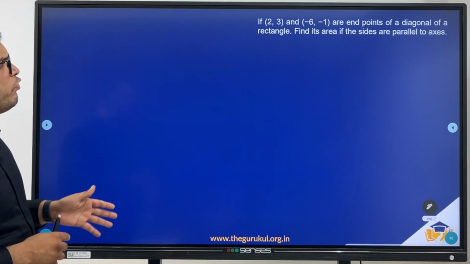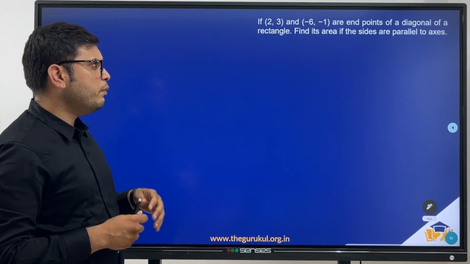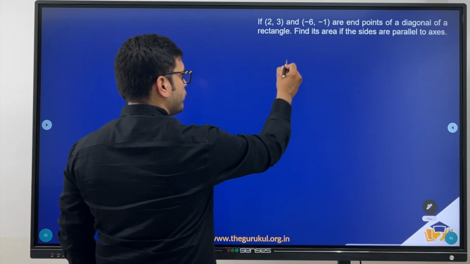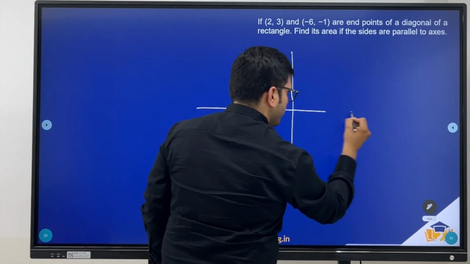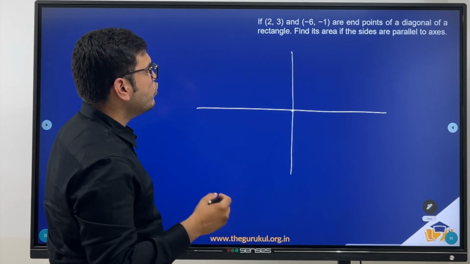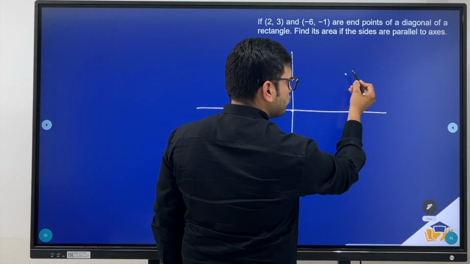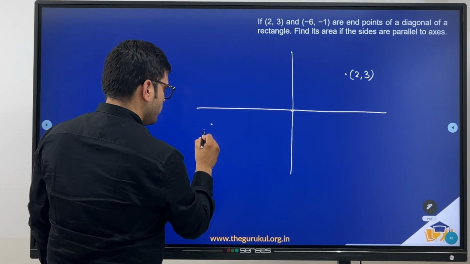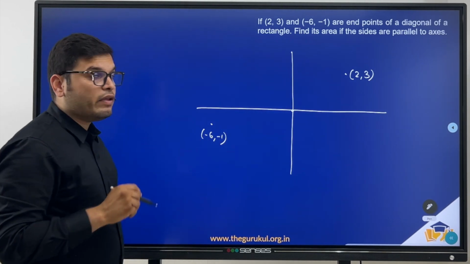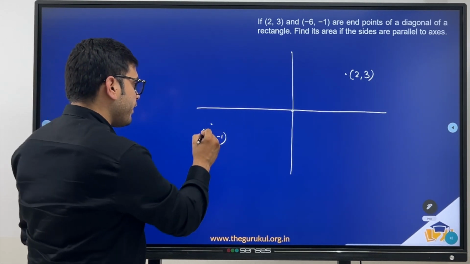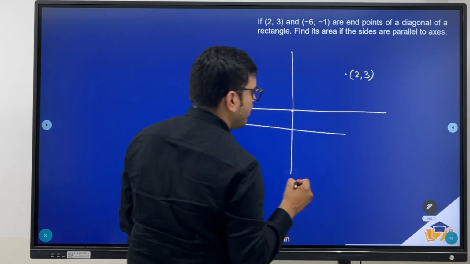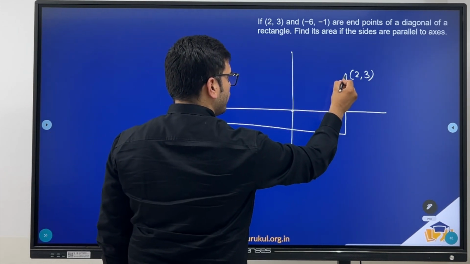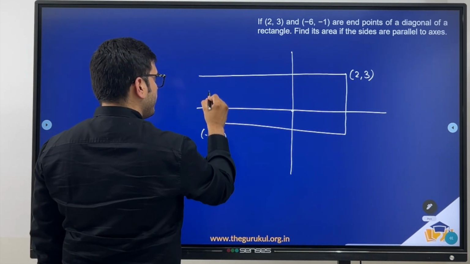Now coming to the first question: if (2, 3) and (-6, -1) are endpoints of a diagonal of a rectangle, find its area if the sides are parallel to the axes. So this is the coordinate axis, origin. (2, 3) will be, let us say, here, and (-6, -1) here. It is given that the sides are parallel to the axes. So the length should be parallel to the x-axis, and this should be parallel to the y-axis. Similarly, this is parallel to the x-axis, and this should be parallel to the y-axis.